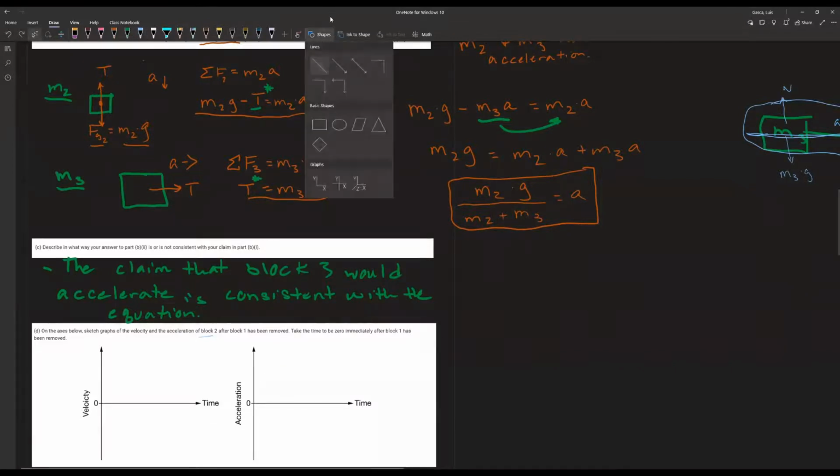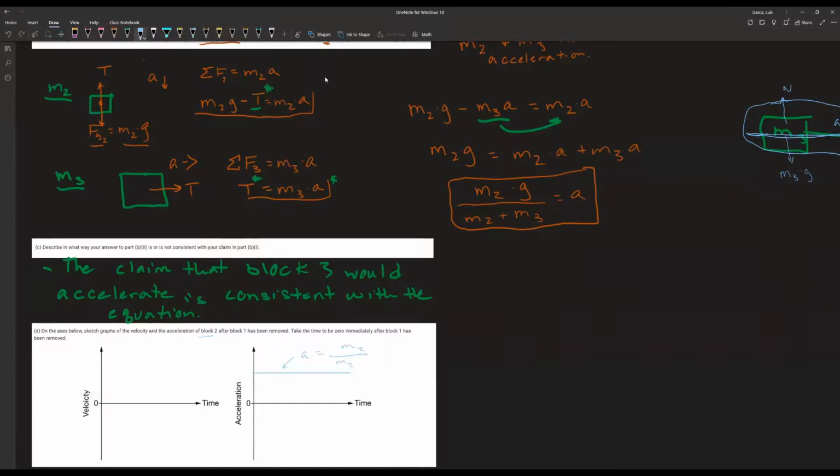So give me 1 second. Really important, do not draw arrowheads on your lines. We don't know if this continues accelerating for infinity, which it doesn't. It's not an actual function. It's going to stop accelerating the moment it hits the floor. And so here the acceleration would be M2 all over M2 plus M3 times G.